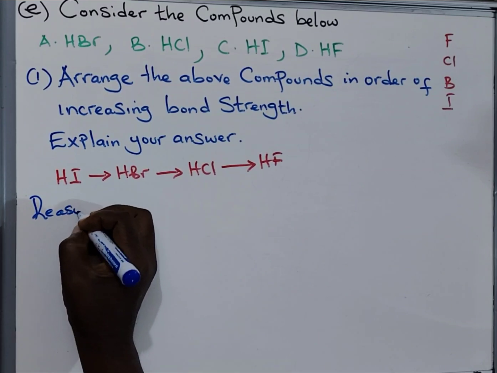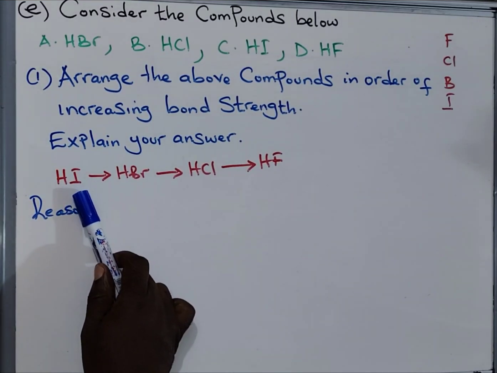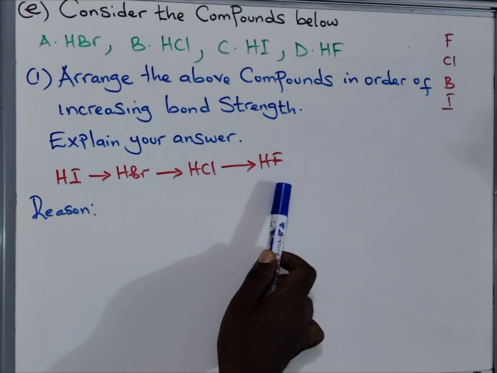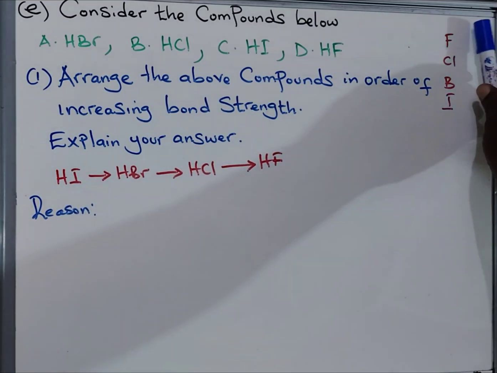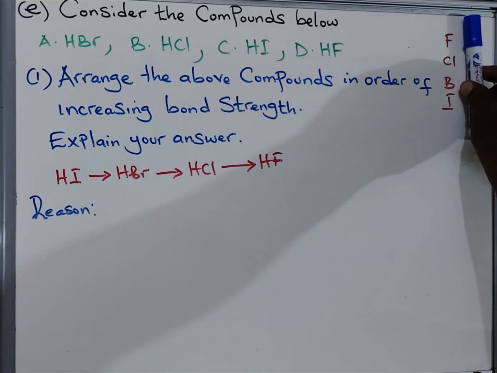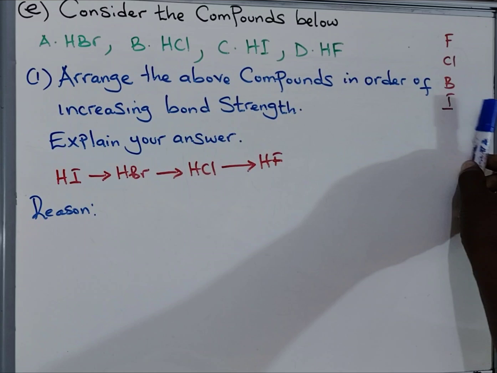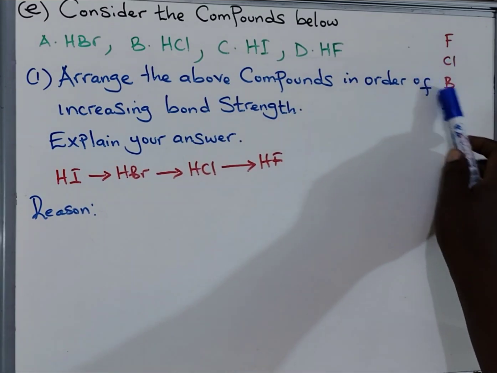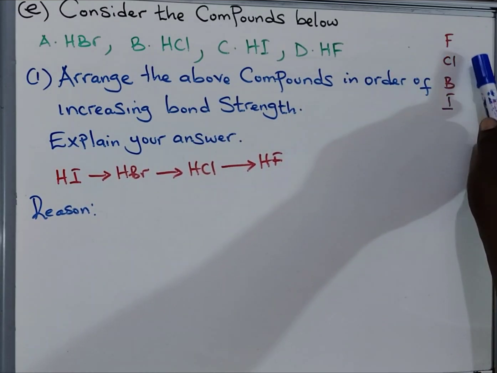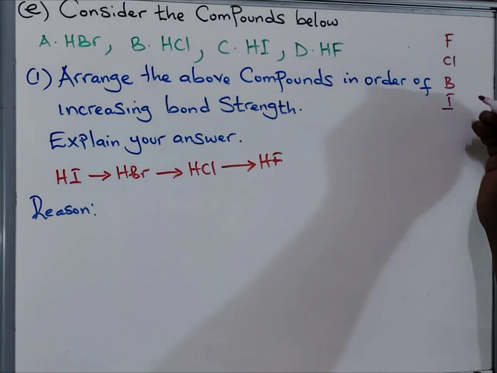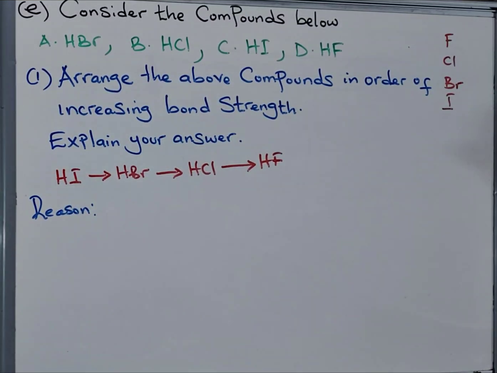Okay, the reason is that iodine is the biggest of all these halogens. You have to know that this is group 7, and as you go down group 7, the atomic size increases. So the biggest is iodine, followed by bromine, followed by chlorine. Then the smallest is fluorine.